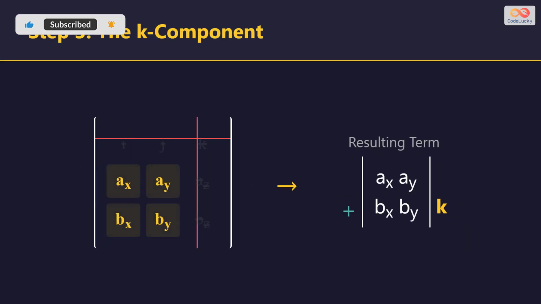Finally, we find the k component. Cross out the row and column for k. The remaining numbers in the bottom left form our last minor determinant. This term is added, just like the first one.